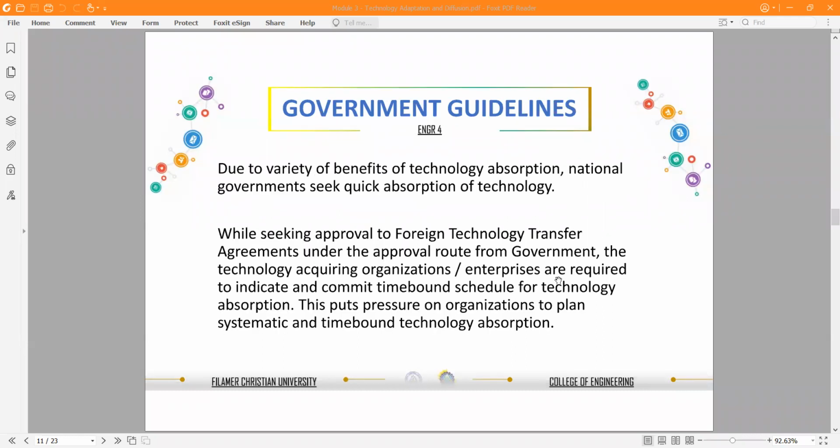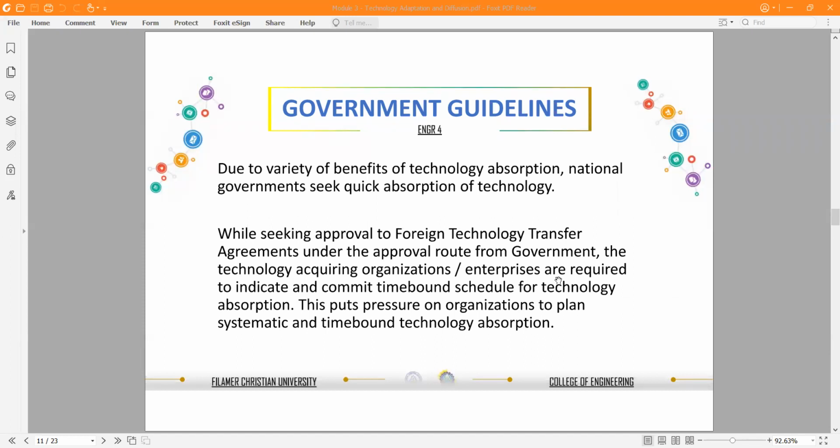So for the government guidelines, we have here, no? Due to the variety of benefits of technology absorption, of course, siguro pag government to government, may libreng training, may discount, and so on. So national governments seek quick absorption of technology. While seeking approval for foreign technology transfer agreements under the approval route from government, the technology acquiring organizations or enterprises are required to indicate and commit a time-bound schedule of technology absorption.